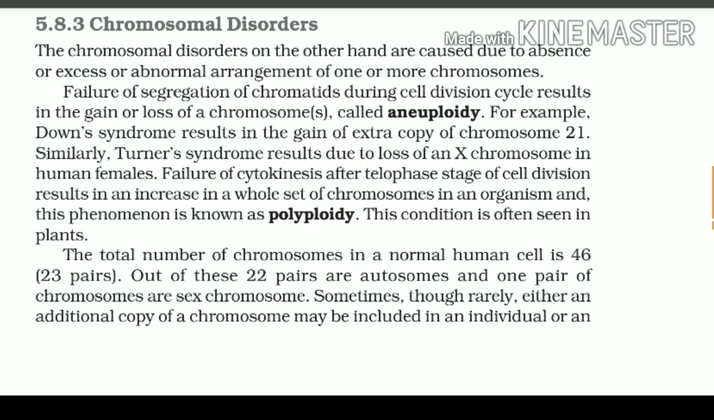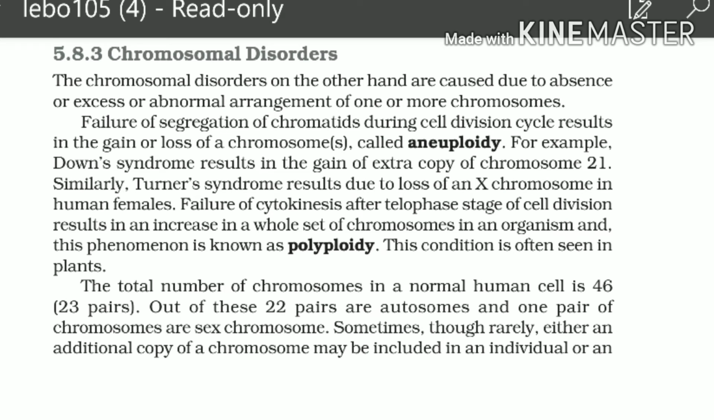What is it? Failure of segregation of chromatids during cell division cycle results in the gain or loss of chromosomes or chromosome, and this process is called aneuploidy. A typical example for aneuploidy is Down syndrome. Down syndrome results in the gain of an extra copy of chromosome 21.